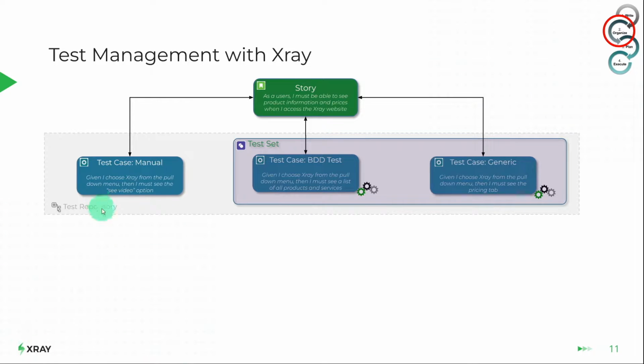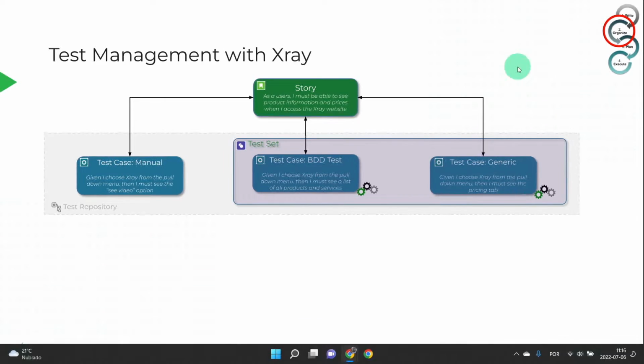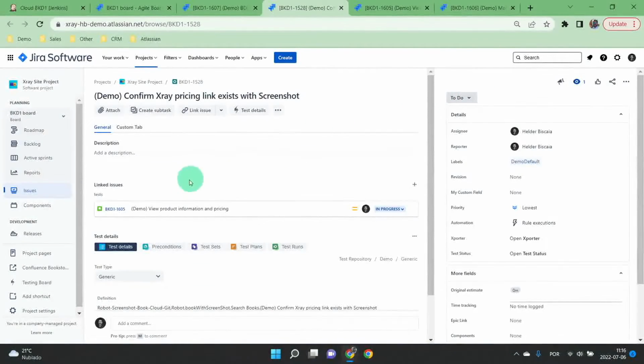Now, test repository and test sets are what Xray provides you out of the box for test case organization, but you are free to use any other type of organization scheme, such as Jira labels and so forth, because remember that the Xray issue types are in fact also Jira issue types. Let me switch back over to my Jira instance. In order to view the test repository, this is where you will access the testing board, in the side menu.